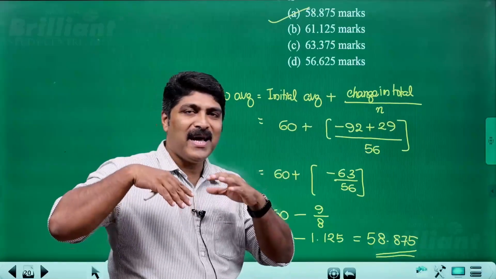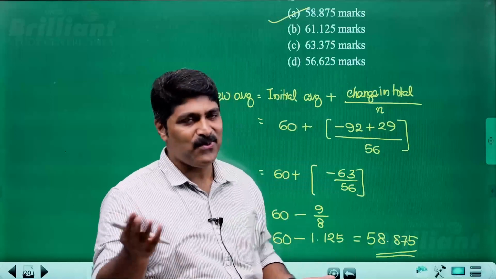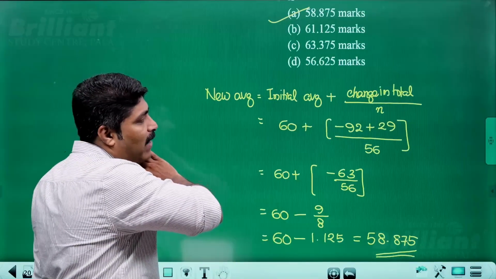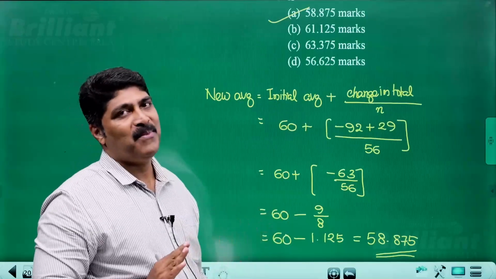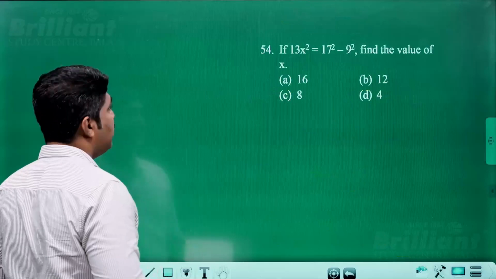Just distribute that decrease or the change to all the observations. That's why we just divided by the number of observations. And here, we don't have any variation in the number of observations. That's a basic trick. Okay, then move to the next question here.